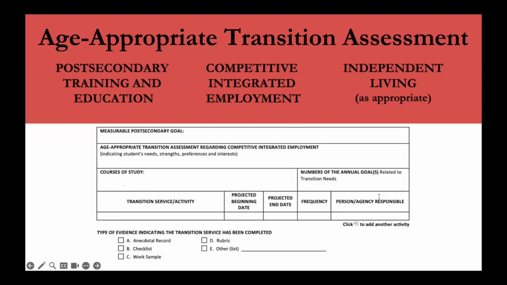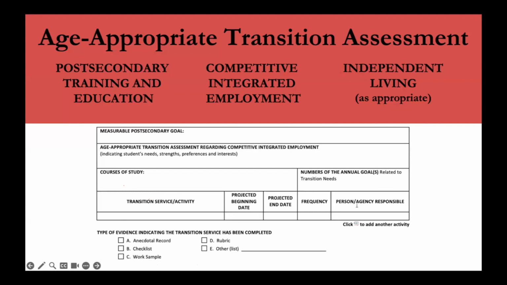So how do you document that they have given you informed parental consent in order to do the age-appropriate transition assessment? One way that I've seen of making sure that it's done is on the cover page of an IEP. You can put a statement in the other box stating that the child is beginning the transition process and that they will be completing age-appropriate transition assessments throughout the IEP year.